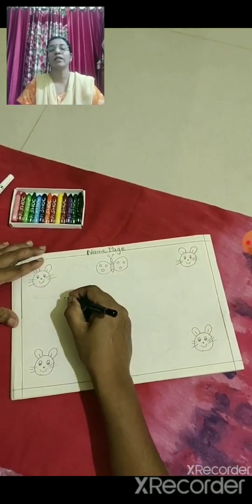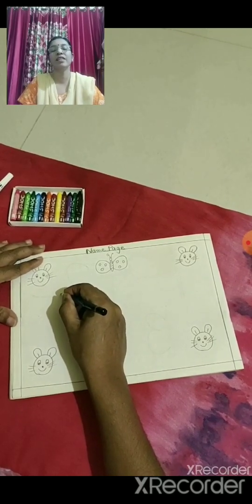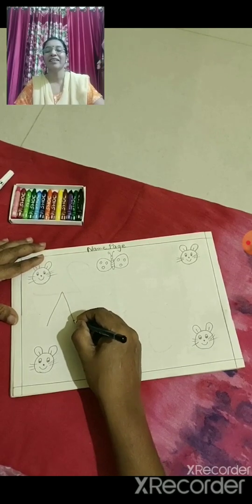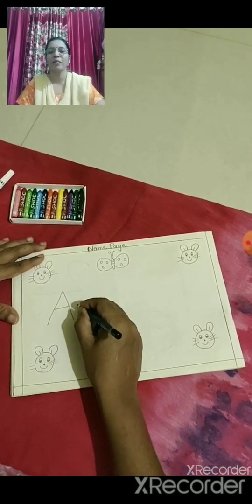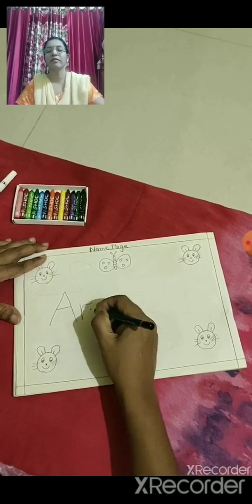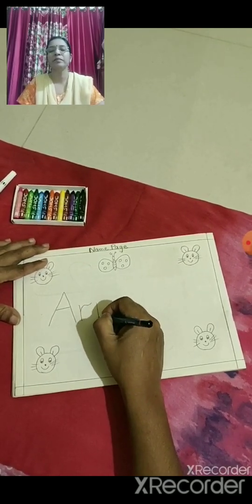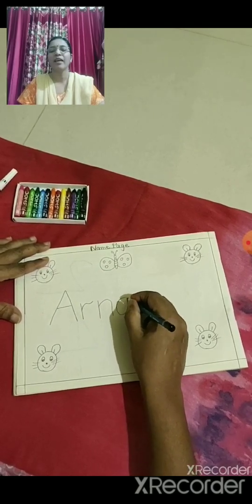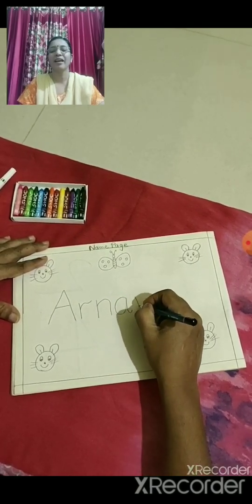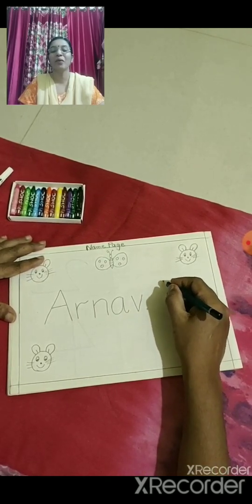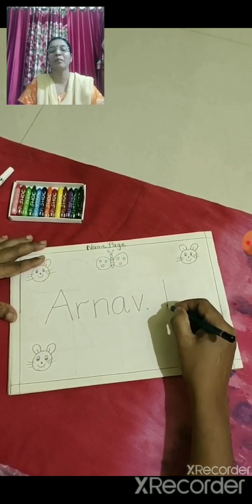Now I'll be writing the name. Now just see whose name I'm going to write. A, R, then N, A, V. Arnav. Oh, I have written Arnav's name.